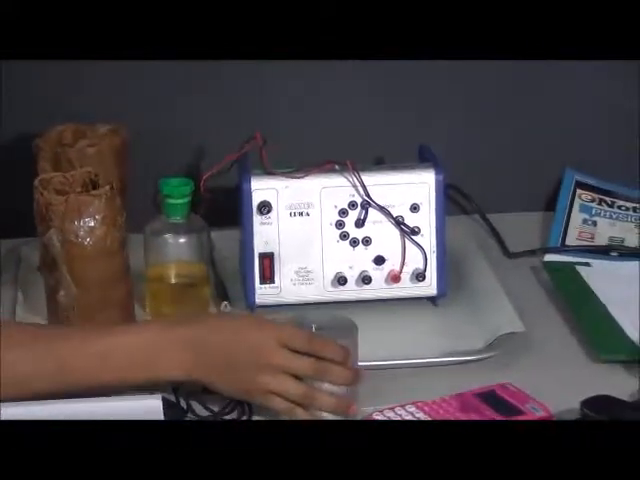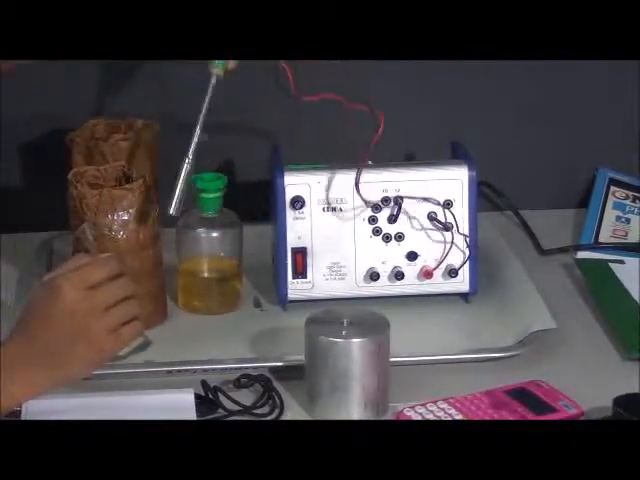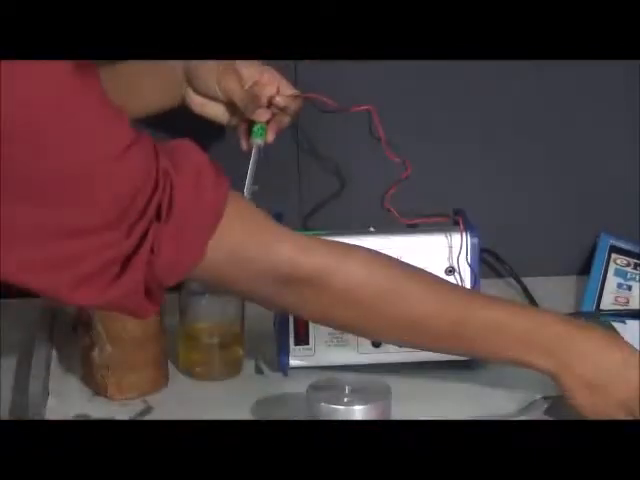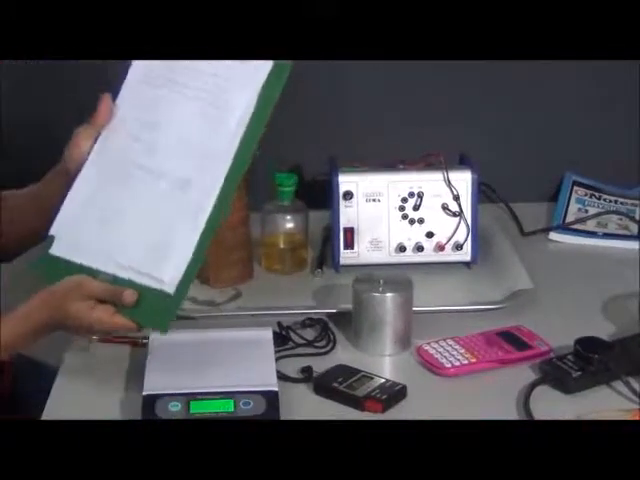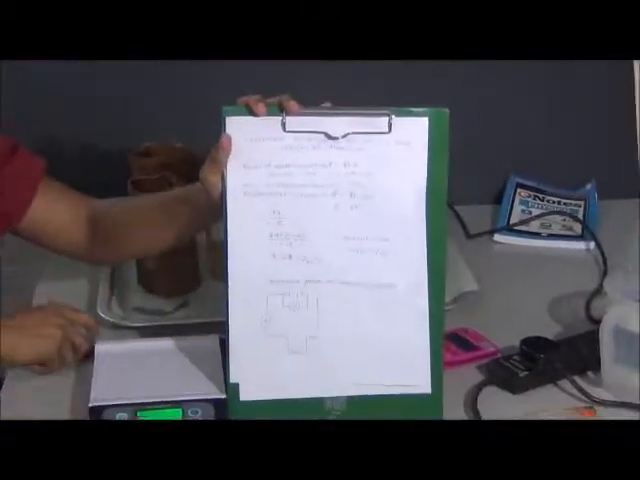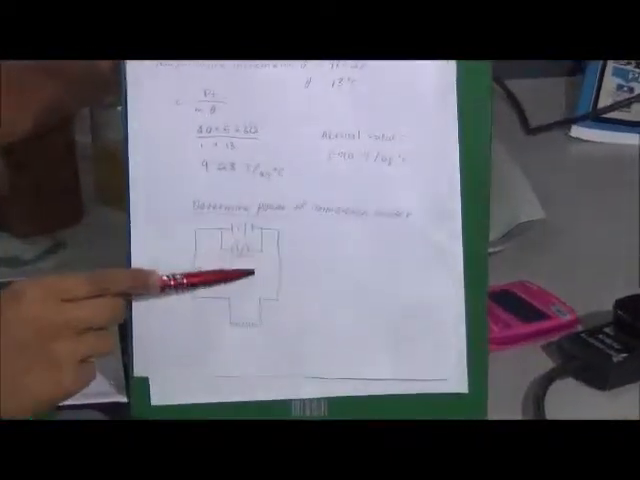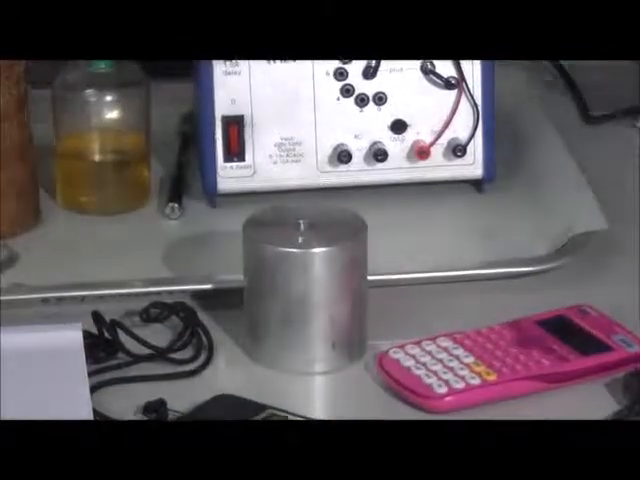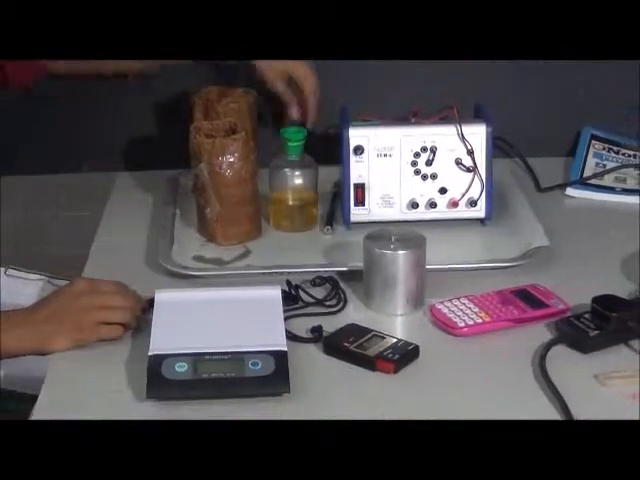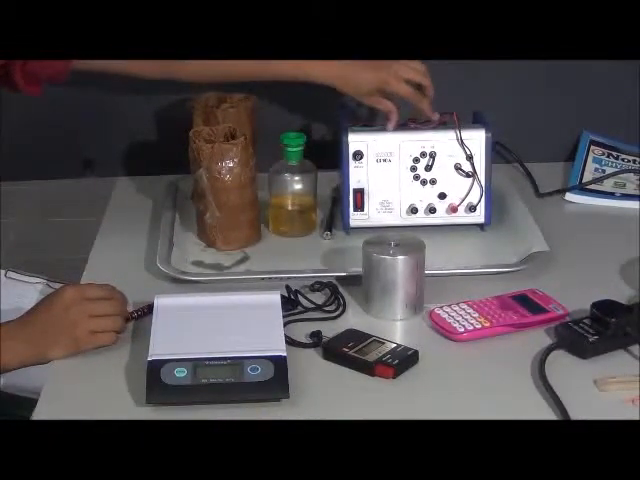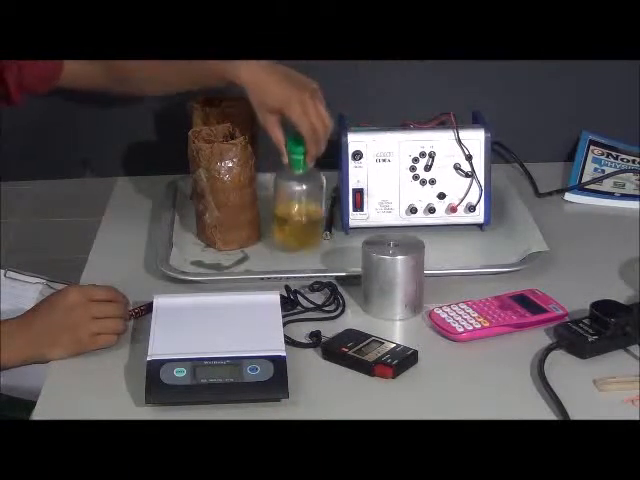Okay, first we need to determine the power of the immersion heater. To determine it, this is the circuit. When we have the current and the voltage, we will know the power. Then we connect it to the power supply, and here we have oil.